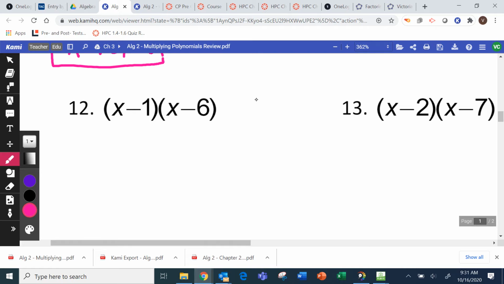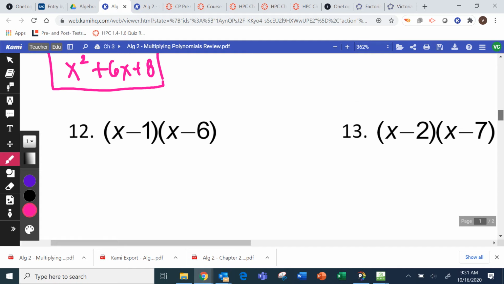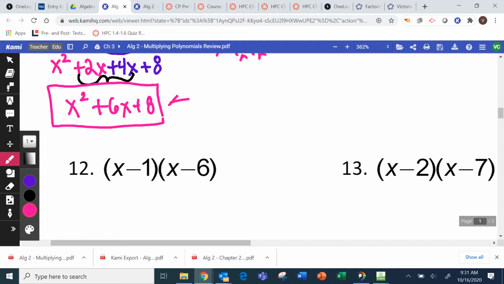We're getting ready to do something called factoring, where I'm going to give you the answer, and you have to unmultiply it. You have to figure out what you multiply together to get x squared plus 6x plus 8. So that's why we're starting by just multiplying them together, so we can remind ourselves how we got that in the first place.